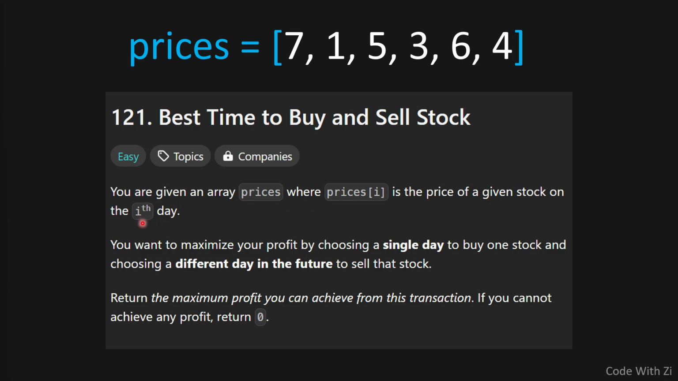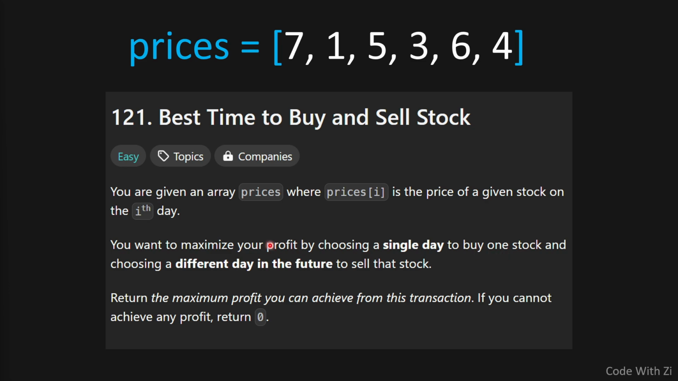So for example, simply put, if we have 7 here, that means if we buy a stock on the first day, that's gonna cost us 7. Or like if we buy a stock on the third day, that's gonna cost us 5. Simple as that.